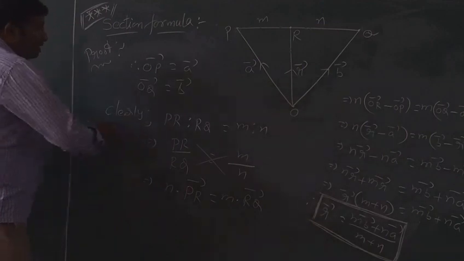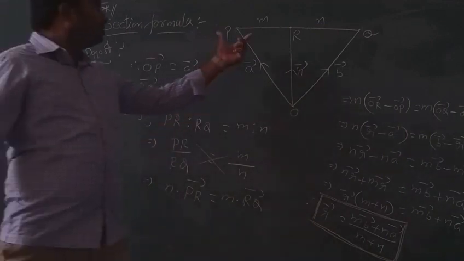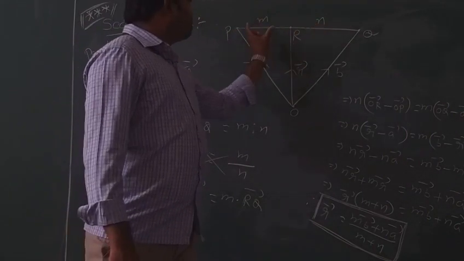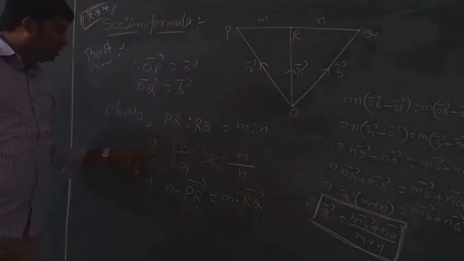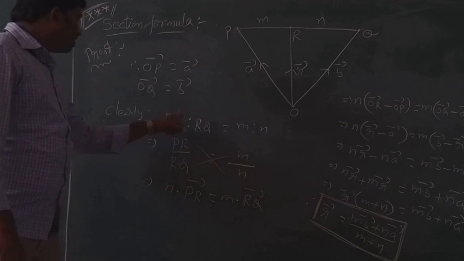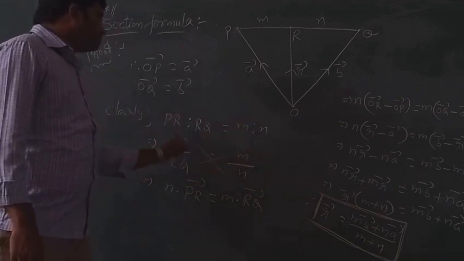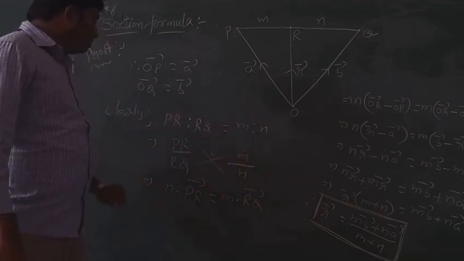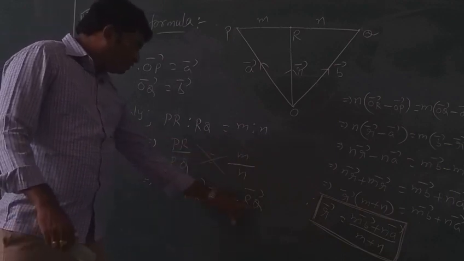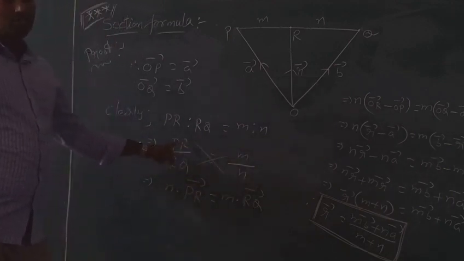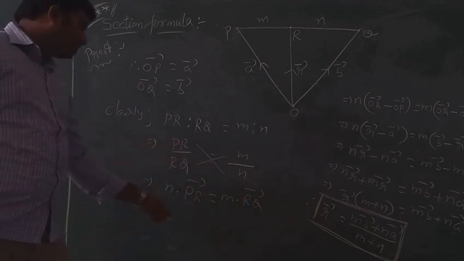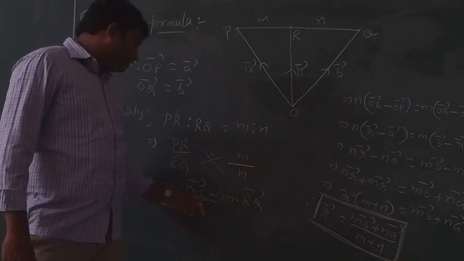Next, the ratio is given. PR is to RQ is equal to how much? M is to N. Ratio is nothing but comparison. So PR by RQ is equal to M by N. Next, cross multiplication. N into PR is equal to M into RQ, but here we will write bars. Division of vectors is not possible, but scalar multiplication of a vector is possible. You can write bar here, no problem.